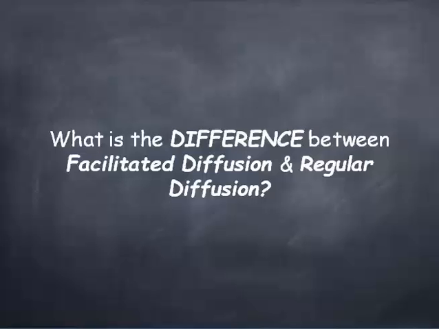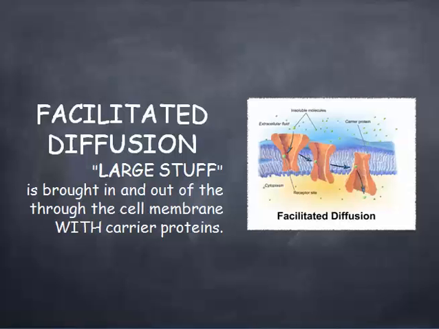First off, what is the difference between facilitated diffusion and regular diffusion? With facilitated diffusion, large stuff, so this is going to be like the starch molecules that we had in the plasmolysis lab, where basically you had the dialysis tubing with the starch inside and the iodine outside. Now, the starch was too large, so it couldn't leave the membrane.